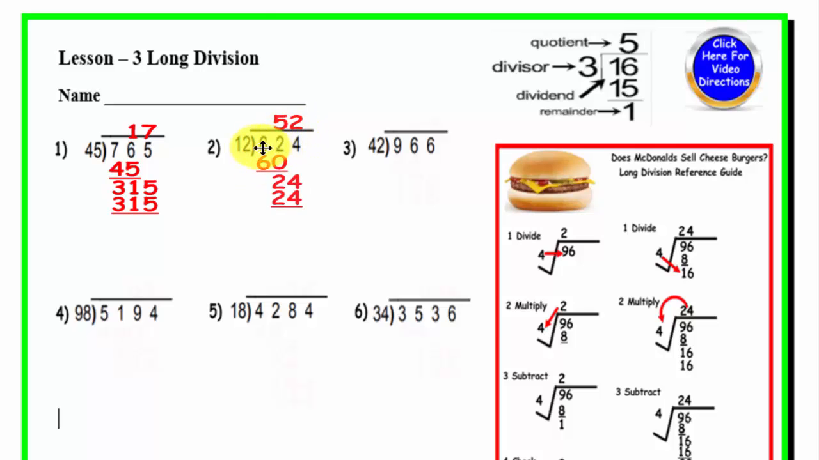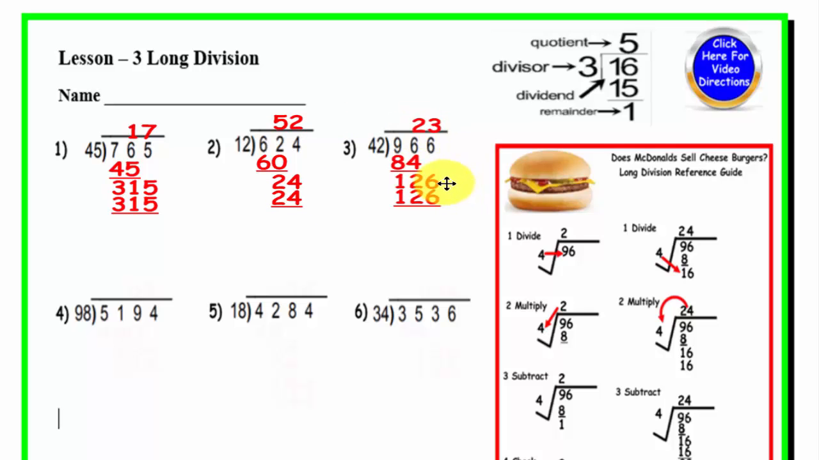Okay, let's look at number 2. Now, number 2, 12 goes into 62 how many times? That's an easy one. 5. 5 times 12 is 60. Subtract. 60 from 62 is a 2, right? 0 from 2 is 2. Bring down the 4. How many times does 12 go into 24? 2 times. 2 times 12 is 24.